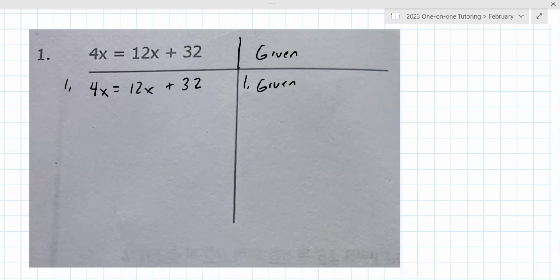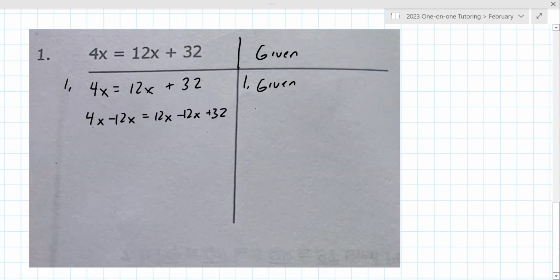The next one's subtraction, but be clear here. What are you going to subtract? The answer can vary depending on how you like to solve this. I would generally, let me write it out here and you can see it.